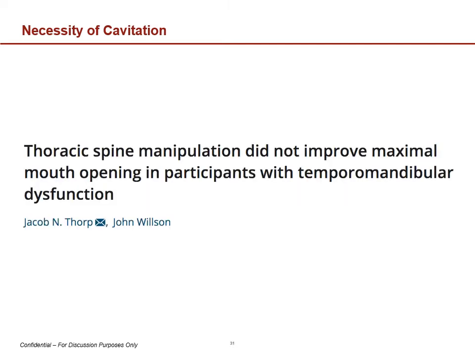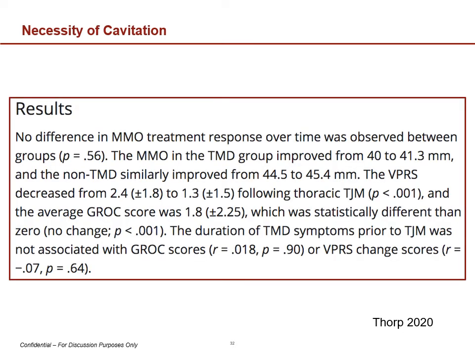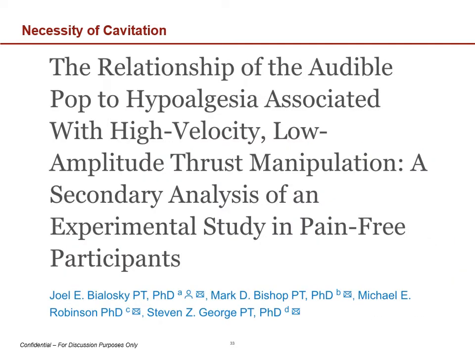All right, Thorup in 2020, this was a recent one. Thoracic spine manipulation did not improve maximal mouth opening in participants with temporomandibular dysfunction. His results show no difference in treatment response over time was observed between the groups. So unfortunately, it did not improve the patient's TMJ pain.